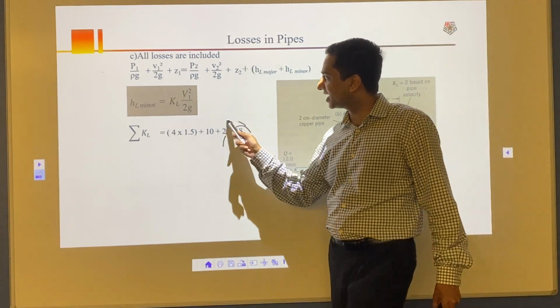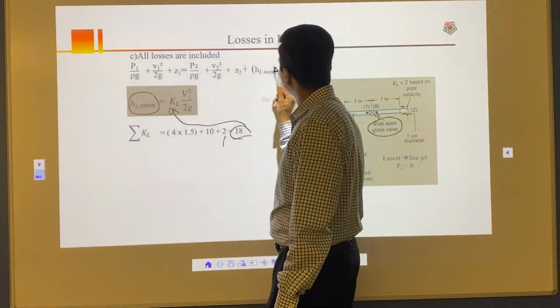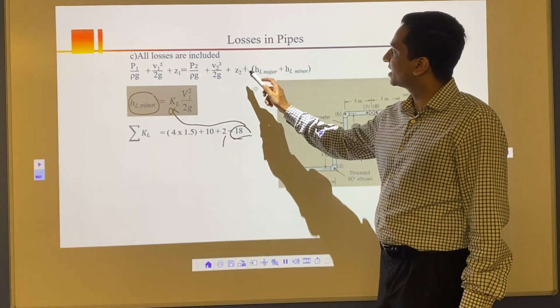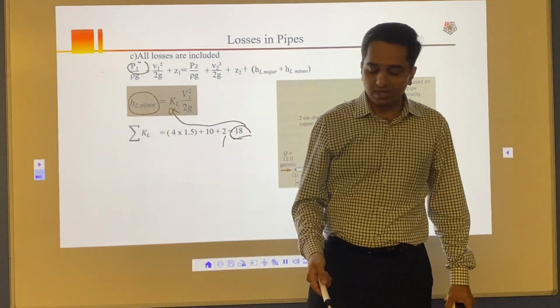So I'm going to use that KL 18 here, and then I'm going to calculate HL minor, and then whatever HL minor I get, I'm going to plug that here, and then I'm going to run my equation again and then calculate P1, and that's the objective. So let's do that.